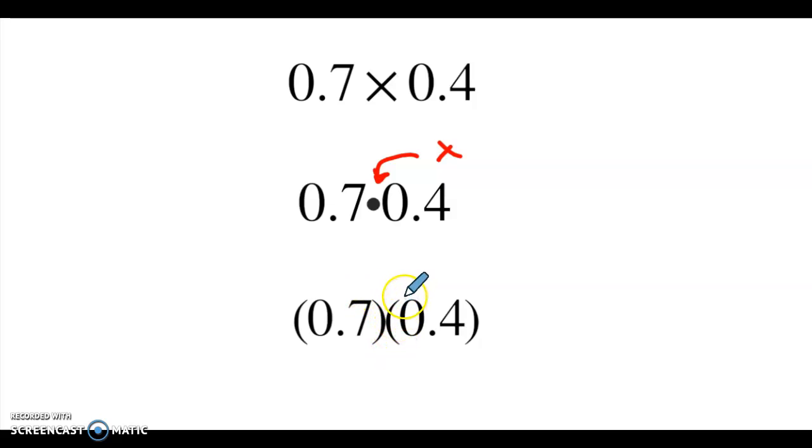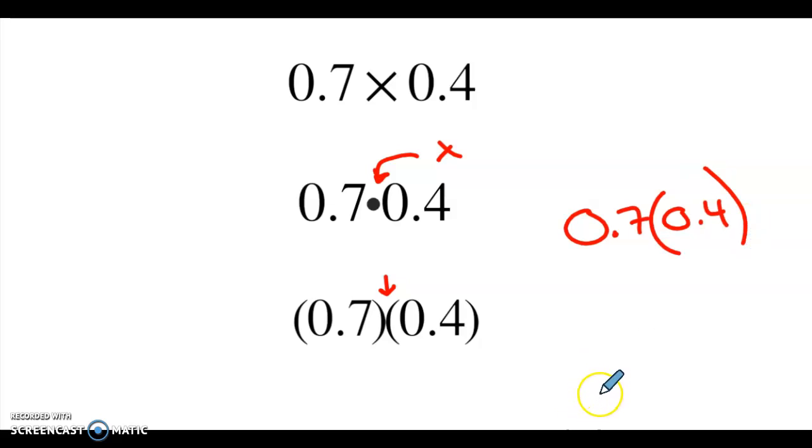If you see a parenthesis beside a parenthesis, that means multiplication, right? So if there's nothing in between, that means multiplication. If you see a 0.7 parenthesis 0.4, guess what that means? Multiplication. So now you have got 1, 2, 3 new ways of writing multiplication.